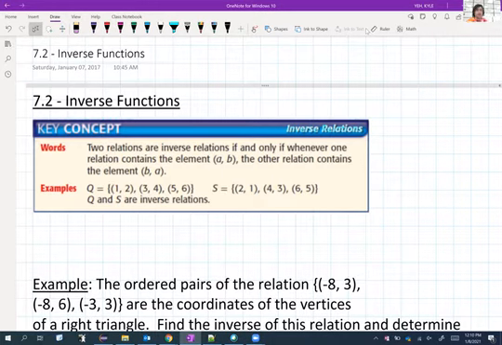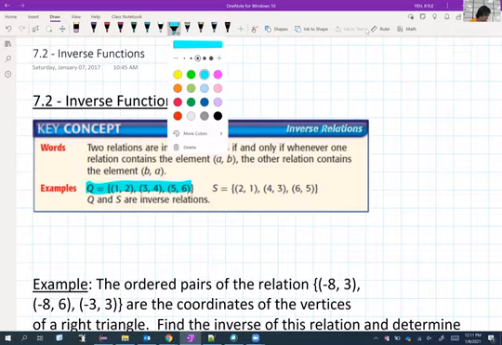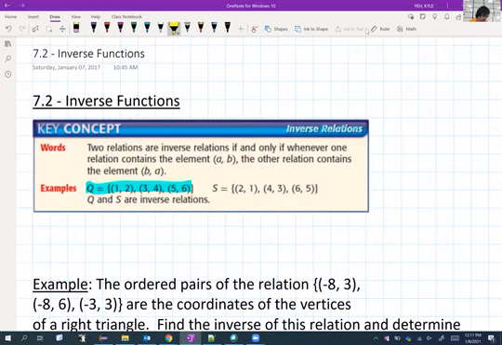On the screen right now is this key concept from your textbook. Two relations are inverse relations if and only if, when one of them contains the element (a, b), the other one has (b, a). It's flipped around, and it gives an example right here. Q has the points (1, 2), (3, 4), (5, 6). That means if they're going to be inverses, S needs to include the points (2, 1), (4, 3), and (6, 5).